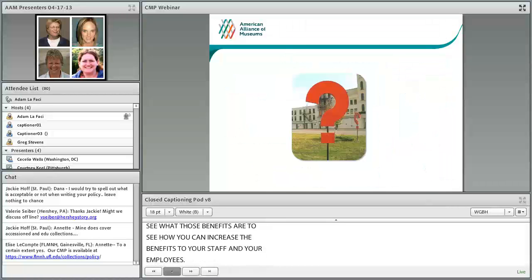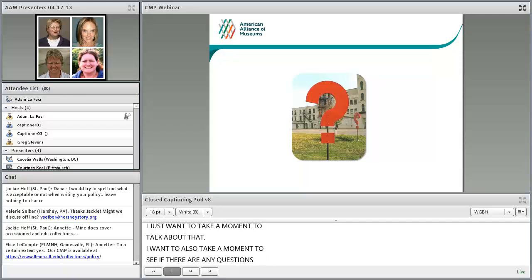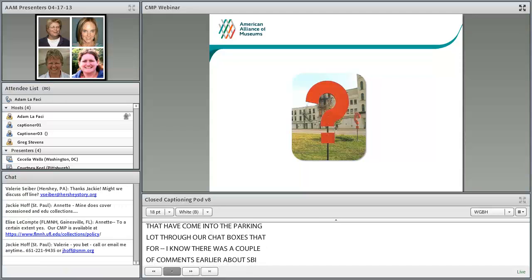I want to also take a moment to see if there are any questions that have come into the parking lot through our chat boxes that we haven't gotten to yet. I know there were a couple of comments earlier about intellectual property, a couple of questions about deaccessioning. So I wonder if folks and presenters, if you see any questions that we should address before we sign off.